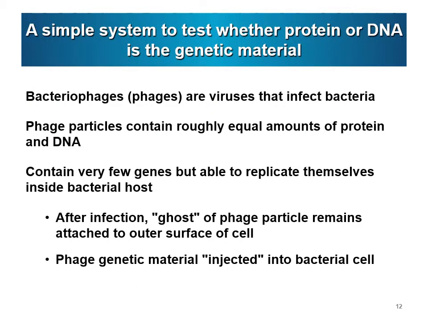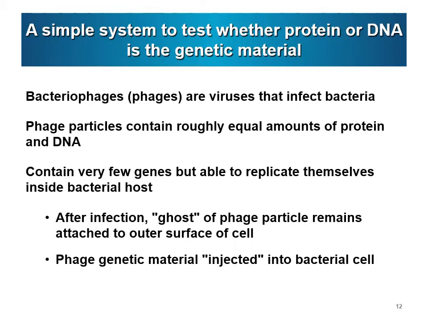So here is another simple system to test whether protein or DNA is the genetic material. Bacteriophages are viruses that infect bacteria. Phage particles contain roughly equal amounts of protein and DNA and contain very few genes, but are able to replicate themselves inside a bacterial host. After infection, the ghost of the phage particle remains attached to the outer surface of the cell, and the phage genetic material is injected into bacterial cells.